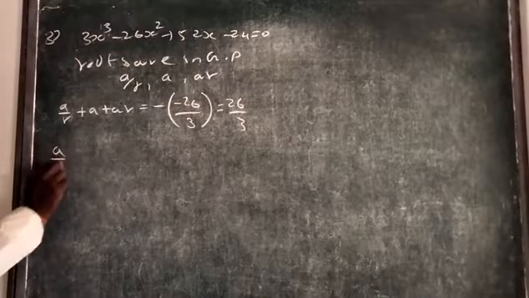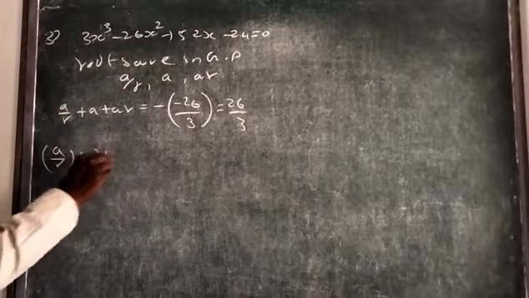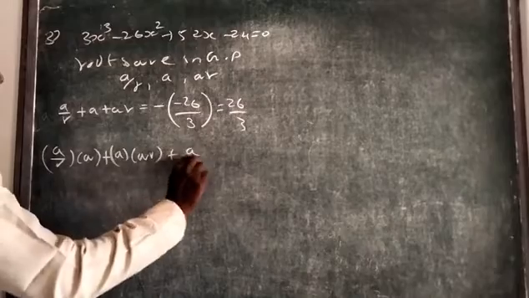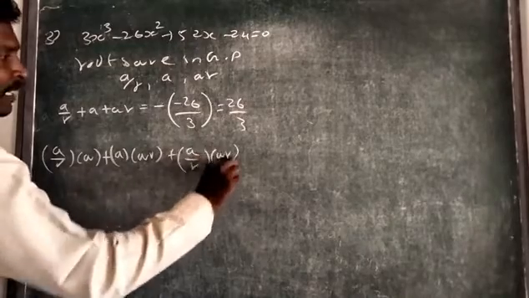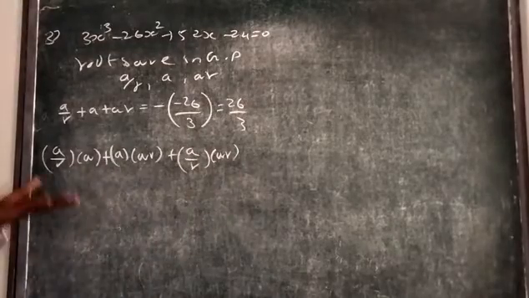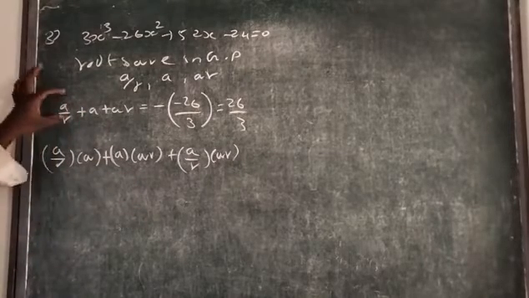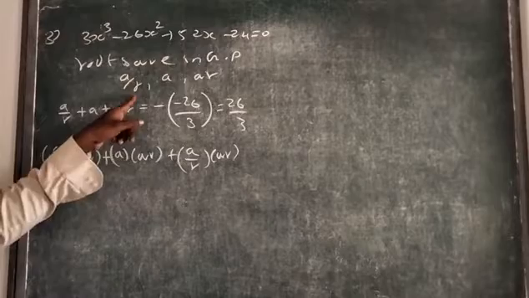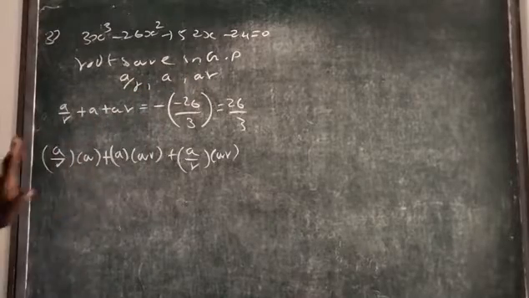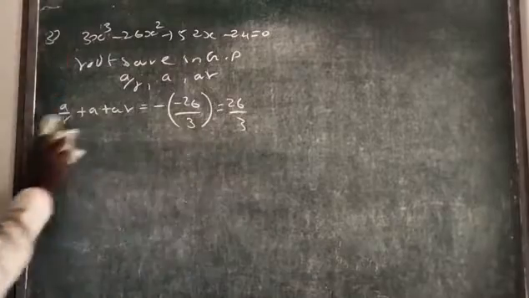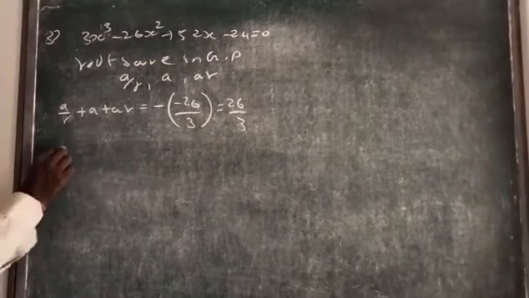In the second place, what will come? We multiply and add a by r into a, then a into ar, then a by r into ar. We didn't find this term because we are not going to use it. It's enough to use the first and third to find the values of a by r, a and ar. So no need to find it. If we find it also, no problem.